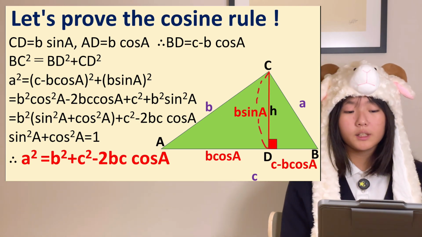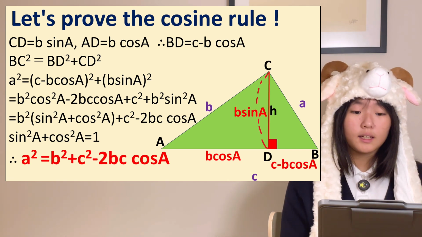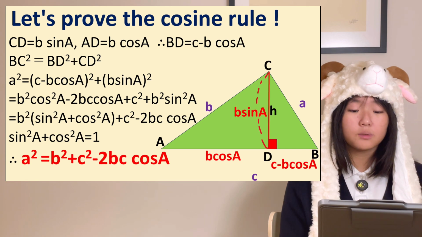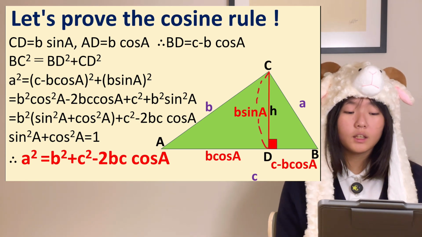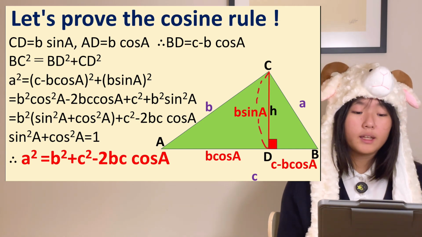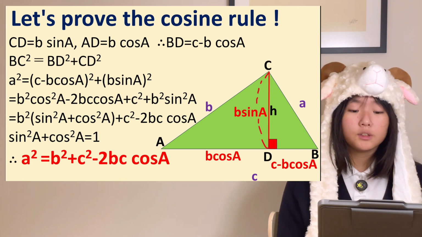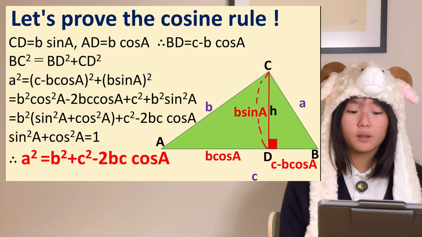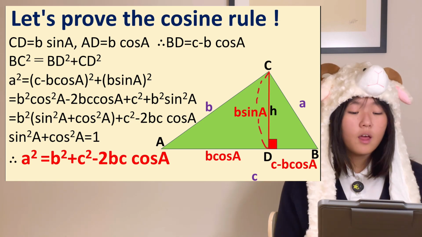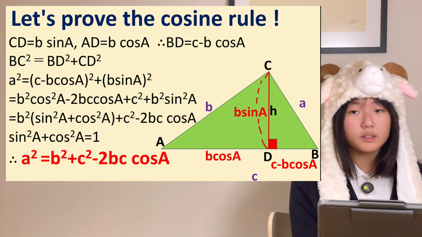b squared cosine squared A minus 2bc cosine A plus c squared plus b squared sine squared A, which equals b squared (sine squared A plus cosine squared A) plus c squared minus 2bc cosine A. Sine squared A plus cosine squared A equals 1. Therefore, a squared equals b squared plus c squared minus 2bc cosine A.